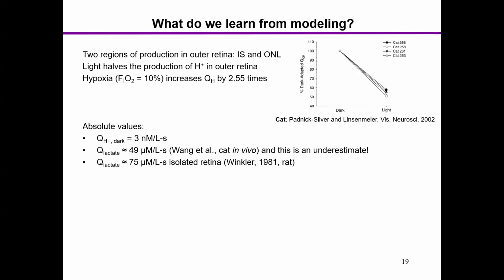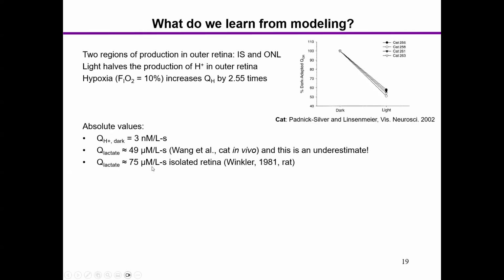If you measure lactate production, Wang et al. did this in the cat in vivo by doing AV differences in the choroidal circulation. Very difficult experiment, a lot of variation in the numbers, but they came up with about 49 micromoles per liter per second. So orders of magnitude higher than what we see with hydrogen ion production. And the hydrogen ion production is presumably coming mostly along with lactate production. But there are all these complications with hydrogen ion.